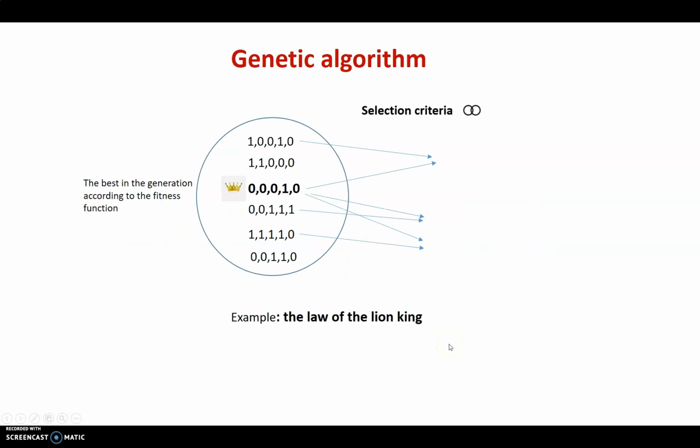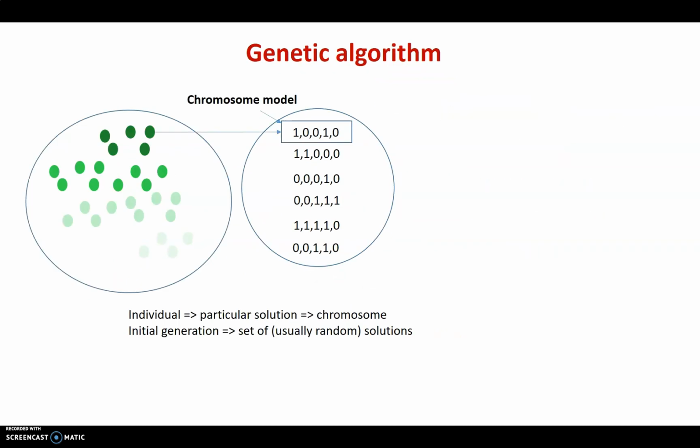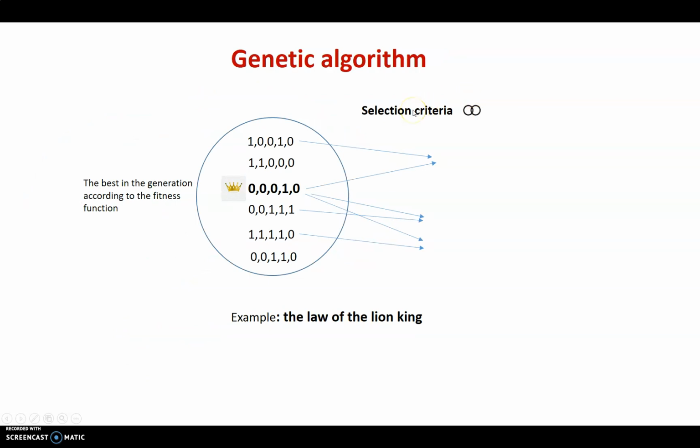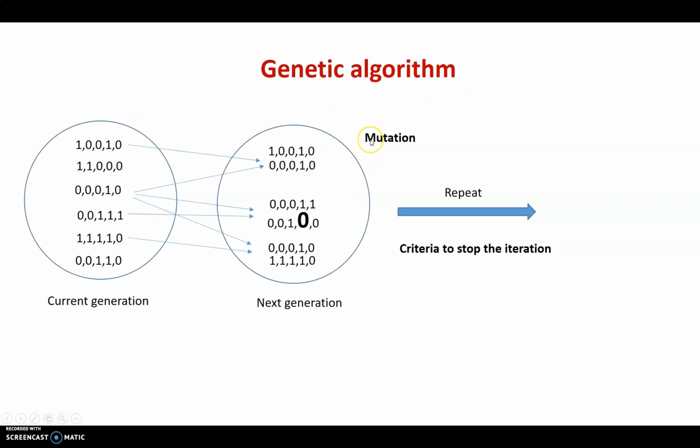So these are the elements we have to fix in order to set up the genetic algorithm: the initial generation, the chromosome model, the fitness function, the selection criteria, the crossover criteria, the mutation strategy, and the criteria to stop the iteration. Now in the next video I will show you a particular example, already in a program, in my computer program, and you will see how we implement all these elements in a specific case.